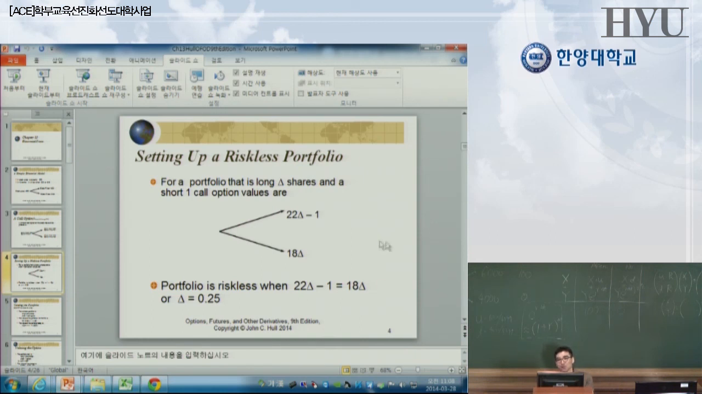Therefore, if I buy 1/4 of the stock and I sell the option, the value of my portfolio is 4.5, right? 18 multiplied by 1/4, or 22 times 1/4 minus 1, is 4.5. So the value of my portfolio becomes 4.5 whatever happens. Okay? And it is easy to calculate the value of a portfolio that pays 4.5 whatever happens, right? We can simply discount it back.